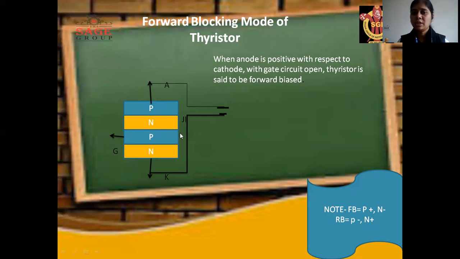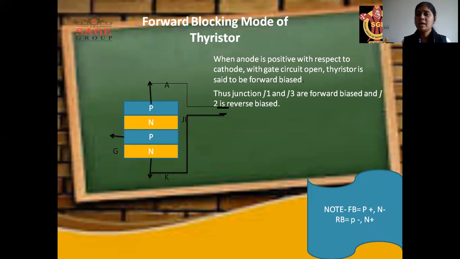In this mode, junctions J1 and J3 are forward biased, but junction J2 is reverse biased. Why? Because J1 is made up of P and N semiconductors, with P connected to the positive and N connected to the negative. So junction J1 is forward biased, and the same holds for junction J3, while junction J2 is reverse biased. Here the anode is positive with respect to the cathode. With gate current open, the thyristor is said to be forward biased. Thus, junctions J1 and J3 are forward biased and J2 is reverse biased.